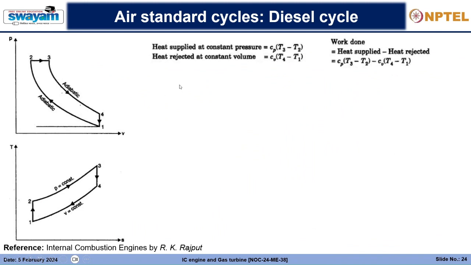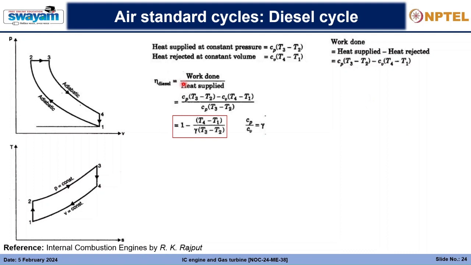Very similar to the Otto cycle that we have discussed, so I will not take much time here. The heat supplied is in a constant pressure process now, that's why we use Cp and T3 minus T2. Heat rejected at constant volume is T4 minus T1. The work done is the heat supplied minus heat rejected. Next, the isentropic diesel efficiency is work done by heat supplied, and if you solve, you will get a temperature-based relation with gamma coming up in the relationship.